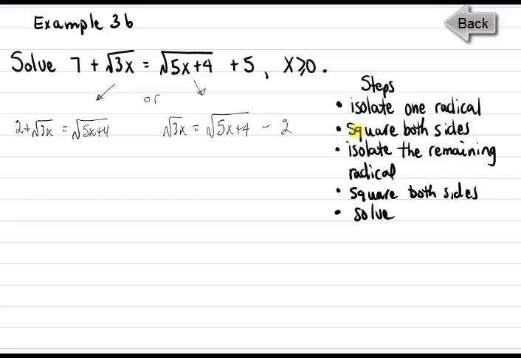Now, keeping in mind that we're going to be squaring both sides, you are going to find that it will be easier to square what is on the left on our first choice than it is to square what is on the right on our second choice. Okay, so I'm going to recommend that you move the 5 over to the left and isolate the radical that has a binomial in it. Okay, so we're going to start from there.